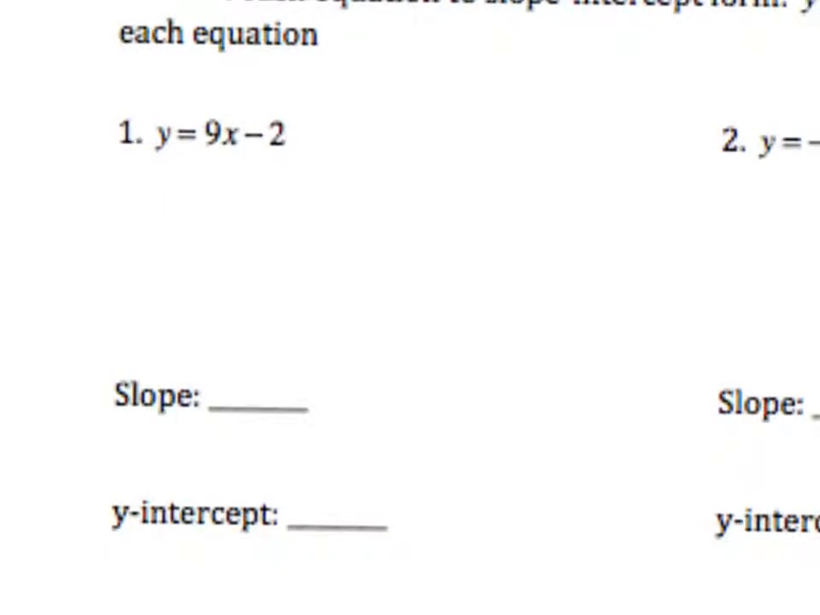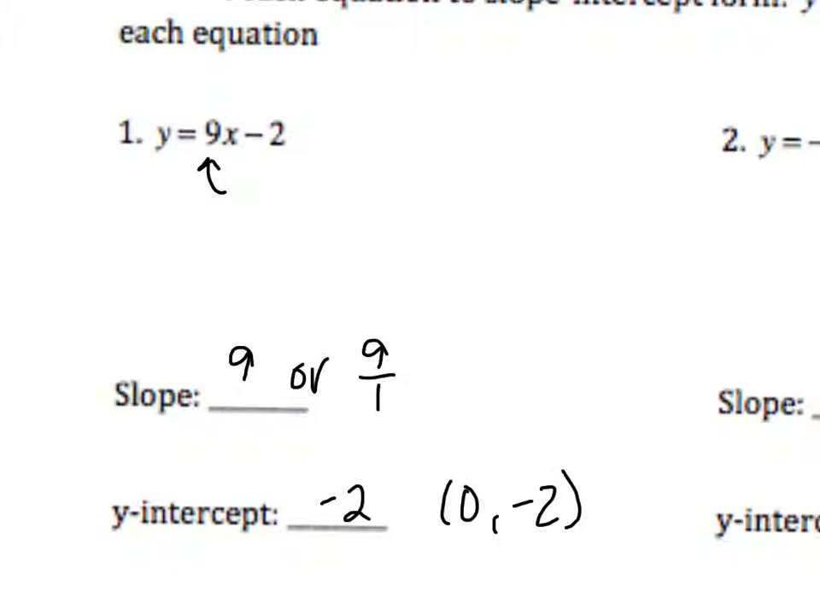So in this one, it's a number in front, which is just 9. You could say 9 over 1. We never say 9x, it's just the number. And the y-intercept is going to be negative 2. You could write this as a point, since technically it is a point of 0, negative 2, because it's on the y-axis. But I'm fine either way.